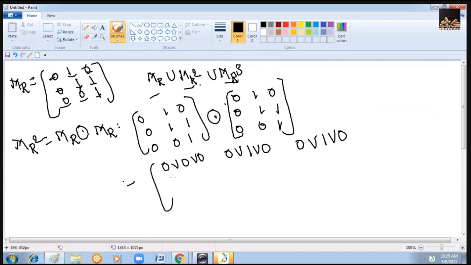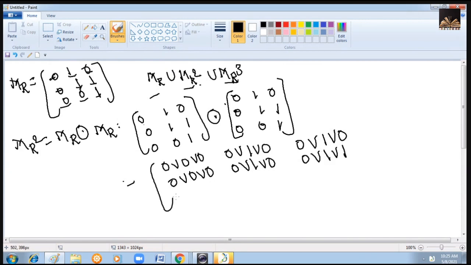Now second row, first column: 0 into 0 is 0, 1 into 0 is 0, 1 into 0 is 0. Second row, second column: 0 into 1 is 0, 1 into 1 is 1, 1 into 0 is 0. Second row, third column: 0 into 0 is 0, 1 into 1 is 1, 1 into 1 is 1.